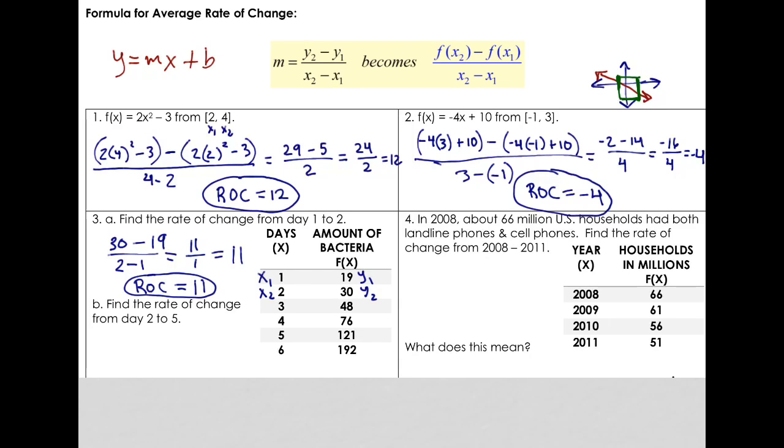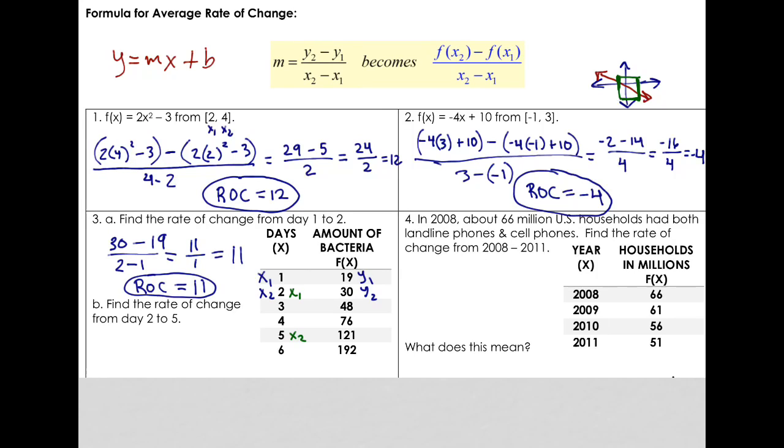Let's look at part B. So now it's saying it wants to know the difference of the rate of change between day 2 and day 5. So now let's use a different color. Day 5 would now be our x2. And then the first x, because we're doing it in order, 2 comes before 5. So that's x1.